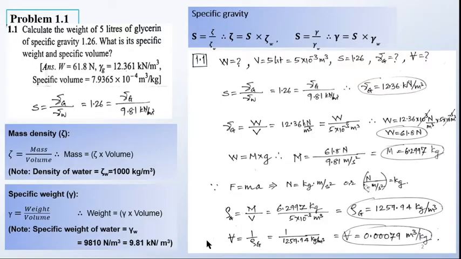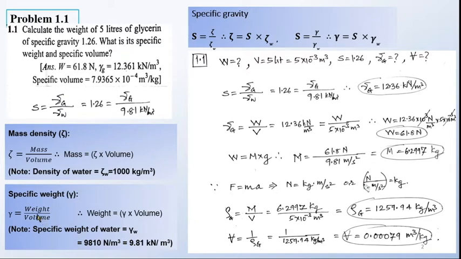Okay, here I have a problem that is taken from K. Subramania, Fluid Mechanics book, Problems and Solutions. In that, this is an unsolved problem, problem number 1.1. You can just see how it reads.